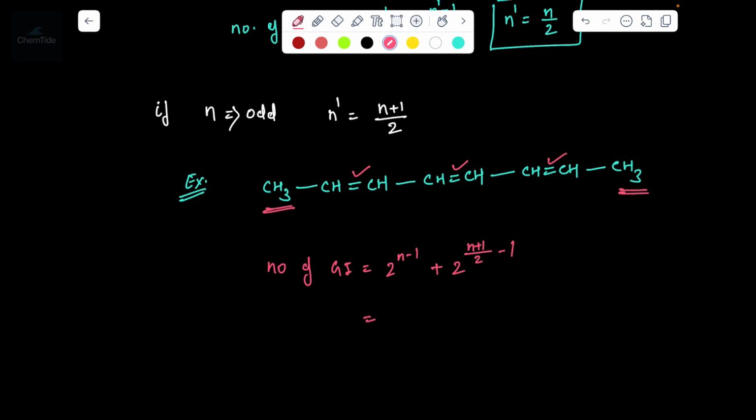This n dash I put it here. So 2 to the power 3 minus 1 plus 2 to the power 4 by 2, means 2 minus 1. So you got it: 2 to the power 2 plus 2 to the power 1. Your answer should be 6. So that's how we can calculate the number of geometrical isomers.